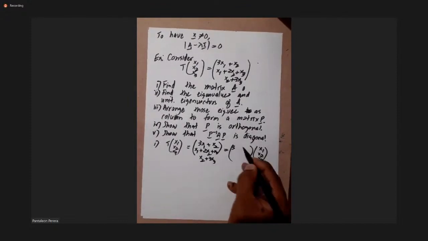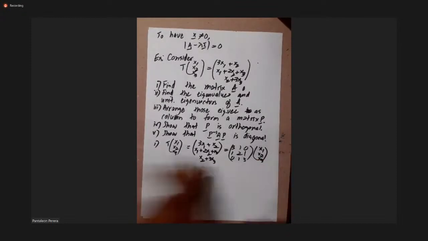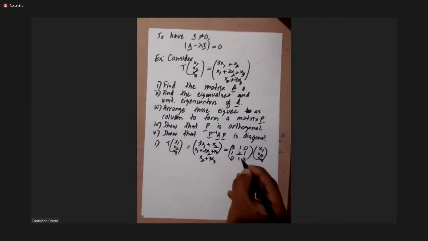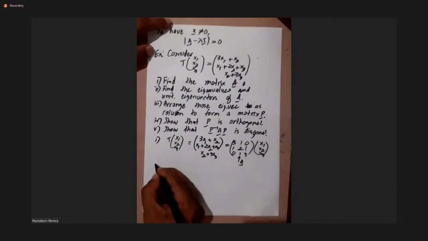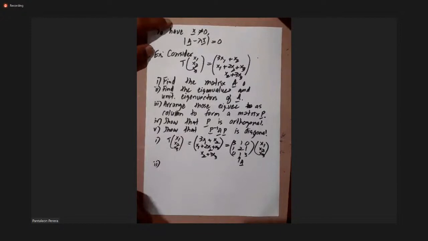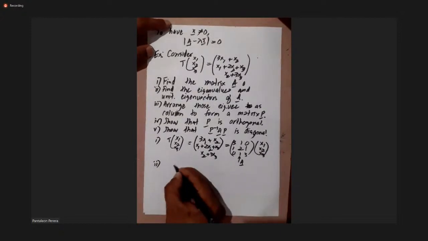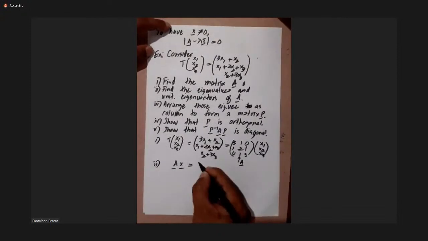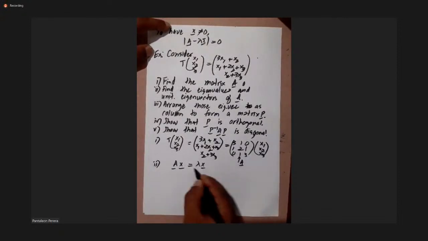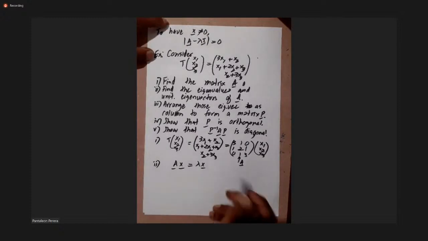So the numbers become 3, 1, 0; 1, 2, 1; 0, 1, 3. This is A. That's the matrix of the linear transformation. So we need to find the eigenvalues and eigenvectors. You multiply this matrix by a vector, and it should be equal to a scalar multiple of the vector. It is not rotated. Those whose directions are fixed are the eigenvectors.